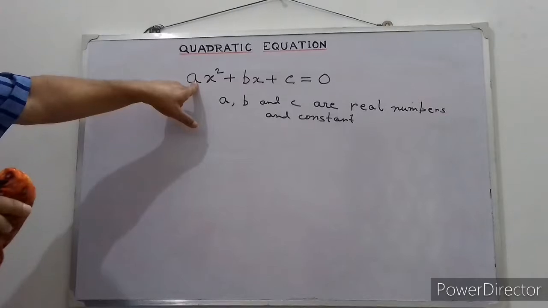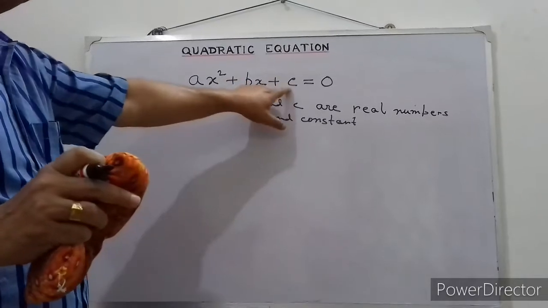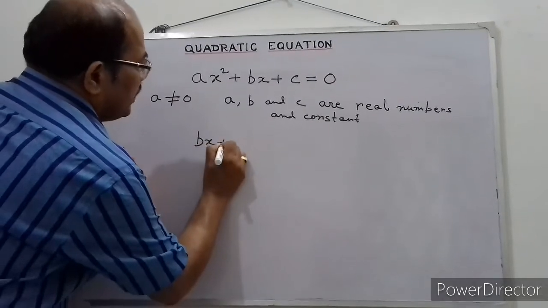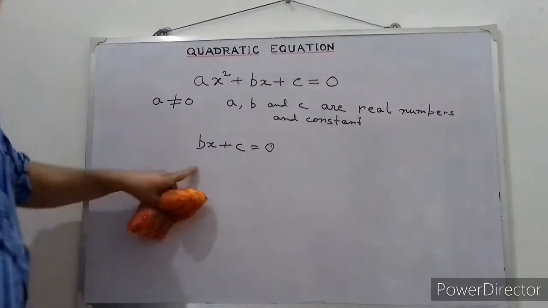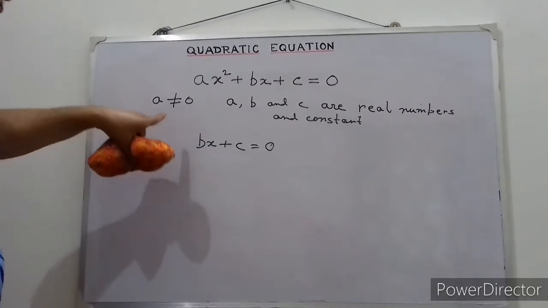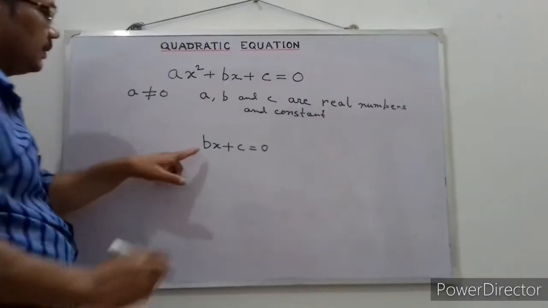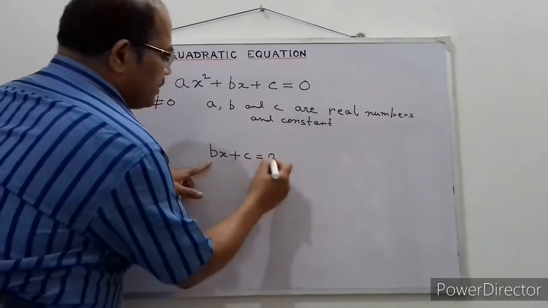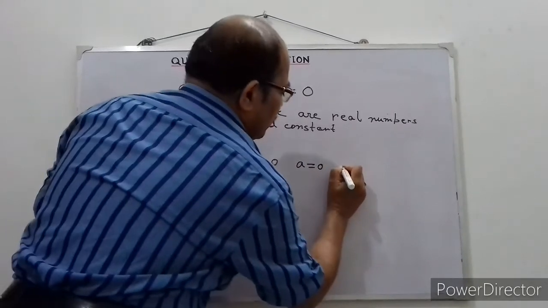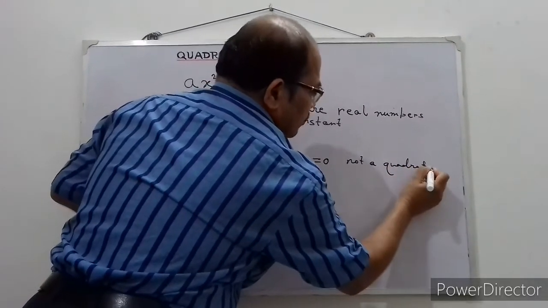Suppose a equals 0 here, then the equation will be bx plus c equals 0. So bx plus c will be a linear equation. As there is no second degree term, the power of x is nothing here. So for a equals 0, it is converted into a linear equation. So this is not a quadratic equation.